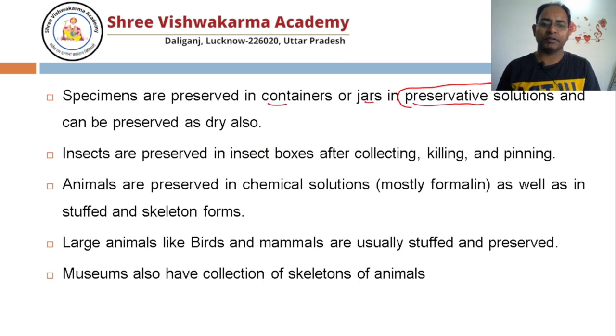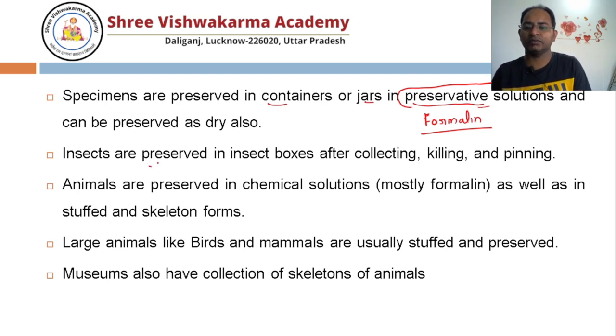Okay, so the name of the preservative solution is formalin. Sometimes the question is asked: what is the preservative used to keep animals in a jar? That is known as formalin. If some insects are there in the museum, they can be preserved in an insect box after collecting, killing and pinning them.